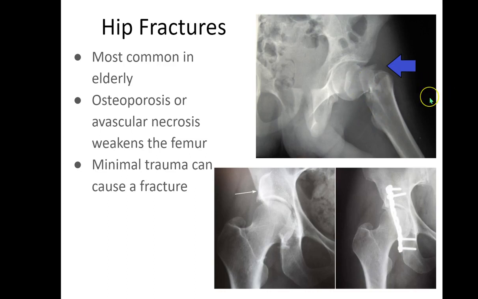Now, this is likely not an elderly person with osteoporosis. The rest of the bones look pretty healthy and dense, but this is an example of an interesting hip fracture, and maybe you've seen hip fractures at clinicals.